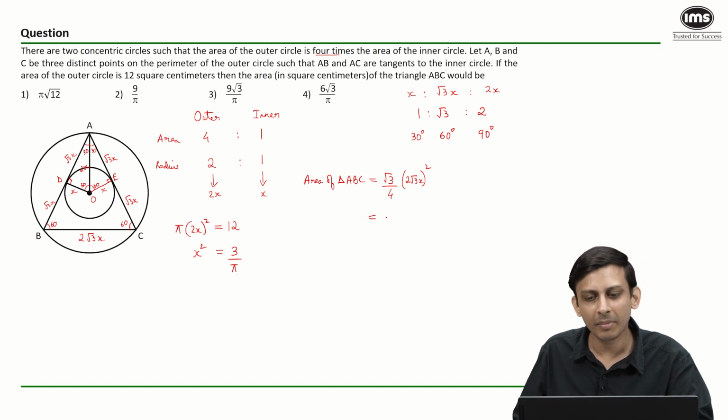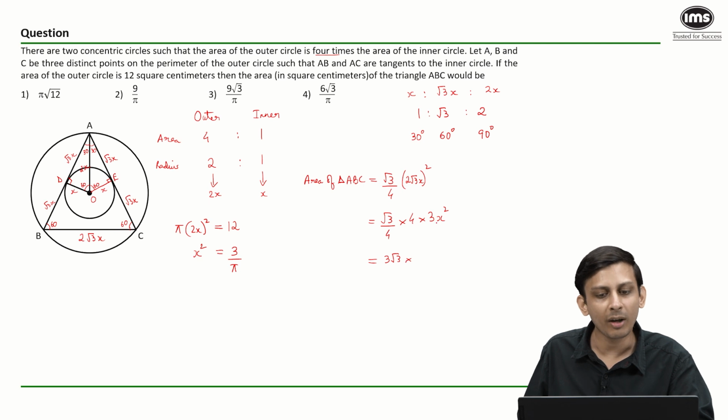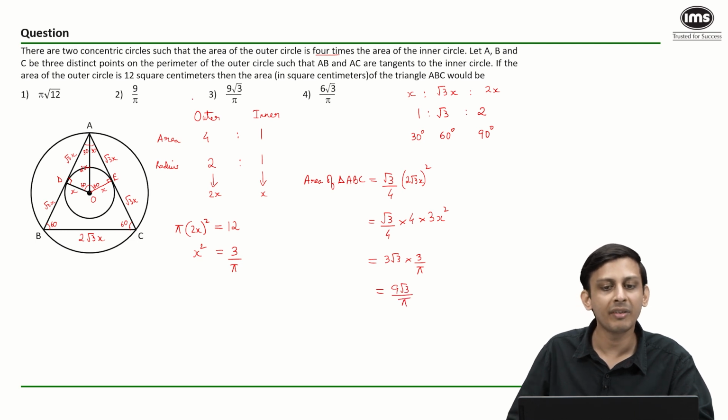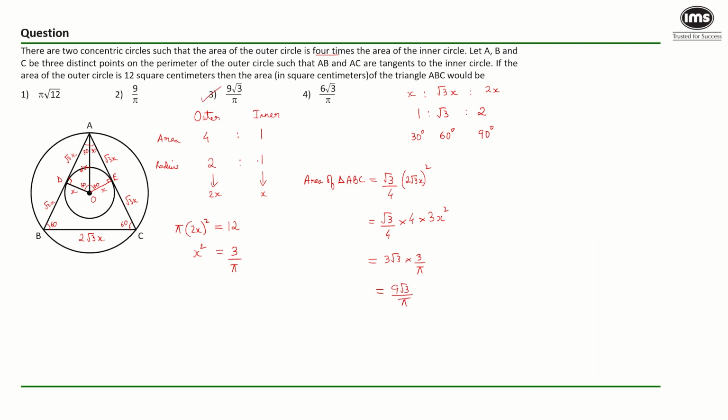Okay, so now when we simplify this, we will get root 3 by 4 into 2 square is 4, root 3 square is 3, and then we have an x square. 4 will cancel off. Okay, so we are getting 3 root 3 into x square. What is x square? X square is 3 by pi. So ultimately, we will get 9 root 3 divided by pi, which is there in option 3.